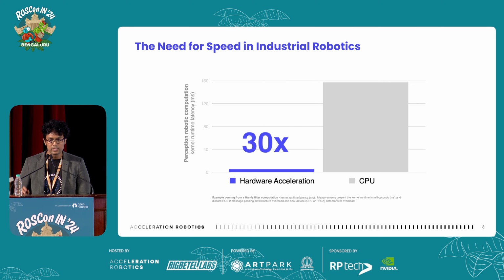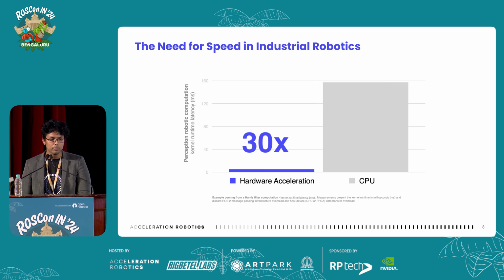So let's take a very simple example here. This is a standard perception example of a Harris detector. If you run the Harris detector on a CPU, versus deploying a hardware accelerated option, whether it be a GPU or an FPGA, in this particular case an FPGA, you see speedups of up to 30x. That allows the robot to take on more responsibilities in real time. It allows for a better inspection, a better perception approach.